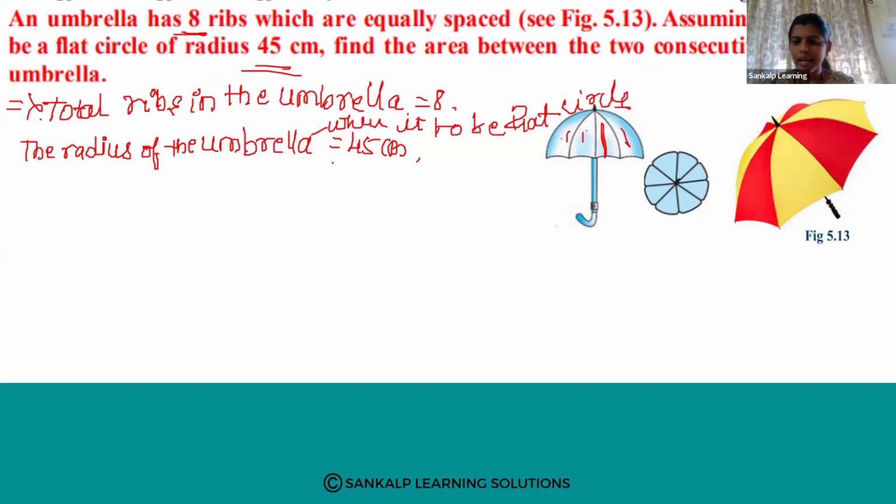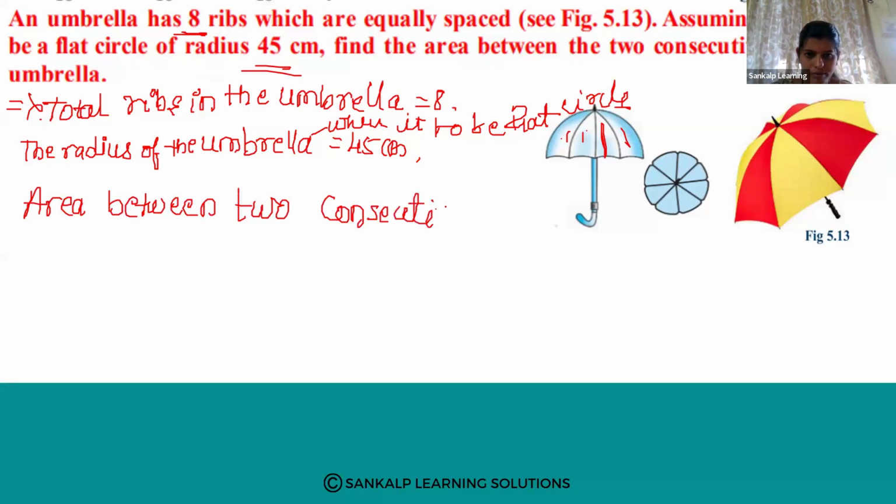Okay. Now, the area between two consecutive ribs. So, area between two consecutive ribs. They have asked for the area between two consecutive ribs. Find the area between two consecutive ribs. Area between two consecutive ribs is total area divided by number of ribs.